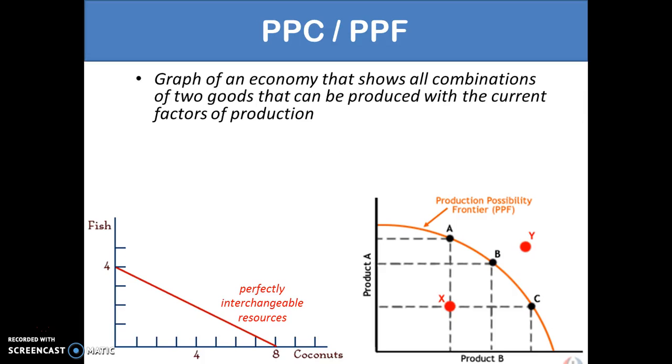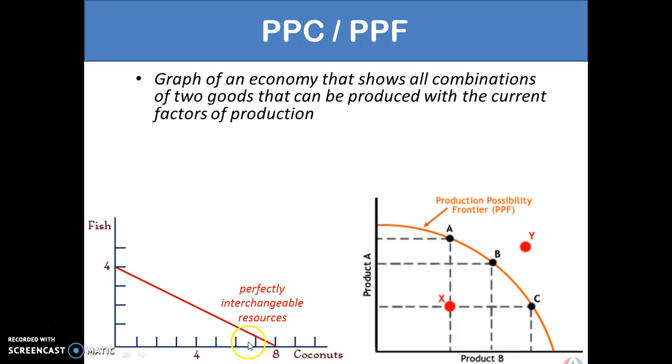Alright, a PPC is simply a graph of an economy that shows all combinations of two goods that can be produced with current factors of production. So in these cases we are producing fish and coconuts, or product A and product B. The difference between these two is that one has a straight line, the other is a curved line, so a constant slope and a variable slope.